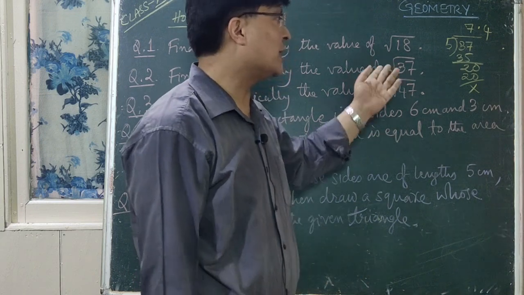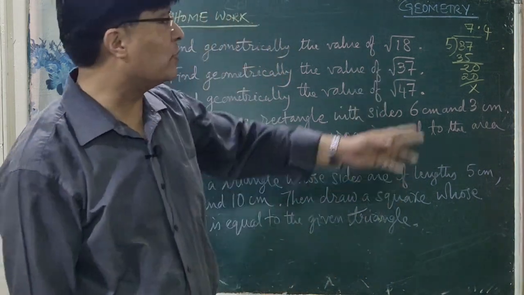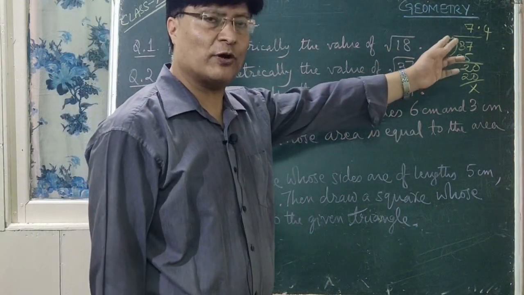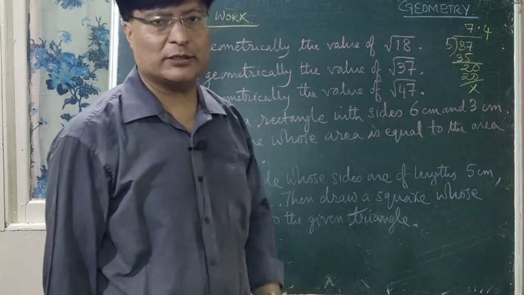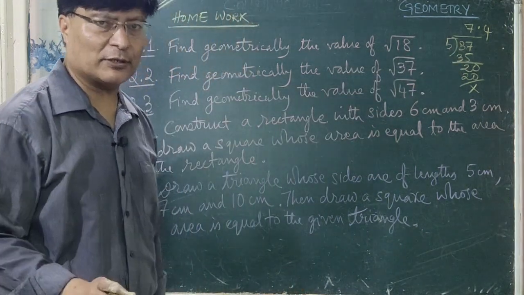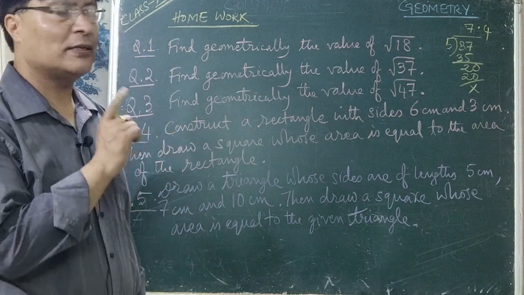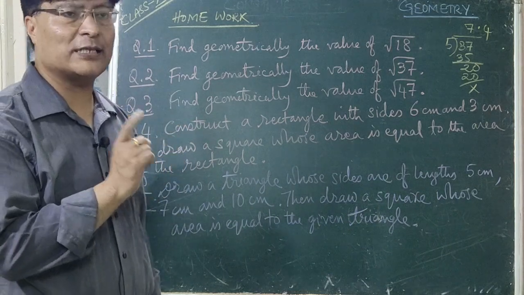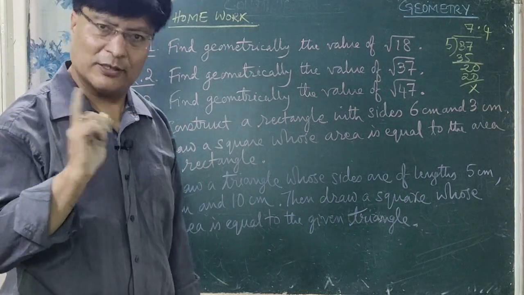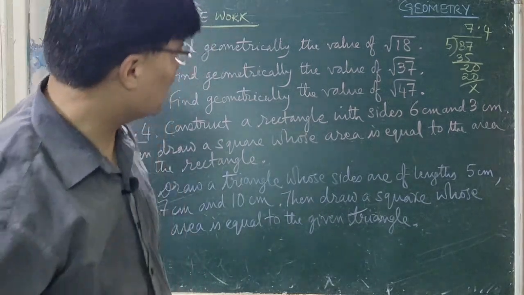Okay? So you can find out the mean proportional between 7.4 centimeter and 5 centimeters. So you can do it. This 37 can be written as 7.4 into 5. So I think you can do it. So do it at home.